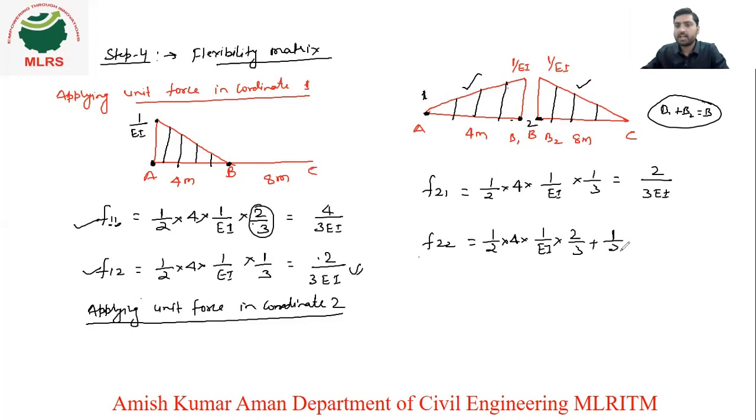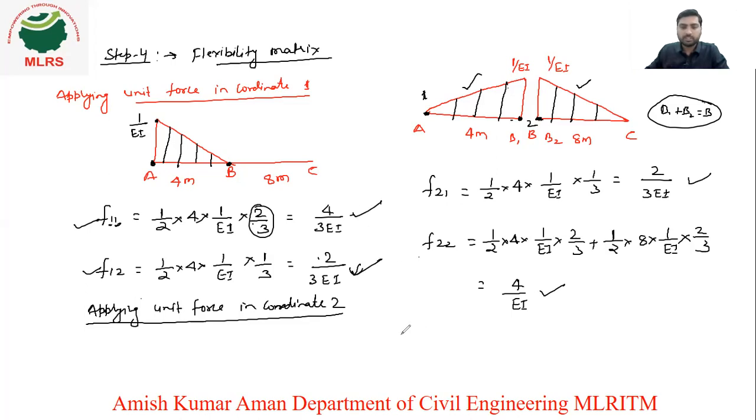What will be that area? Half into base, base is 8, into height. Height is again 1 upon EI into, at this point only we are calculating, then 2 by third only. So if you calculate it, you will get 4 upon EI. So we have calculated F22, F21, F12 and F11.